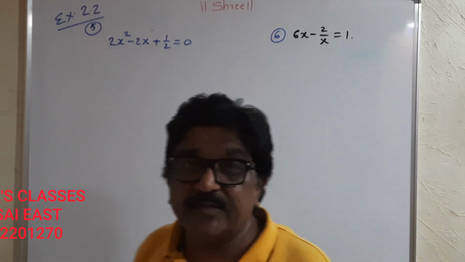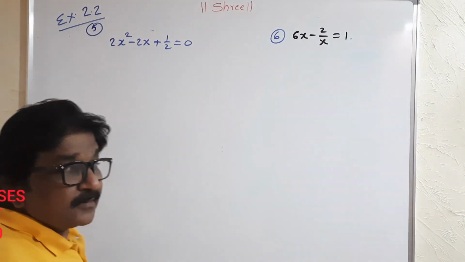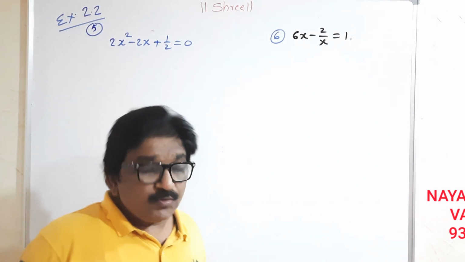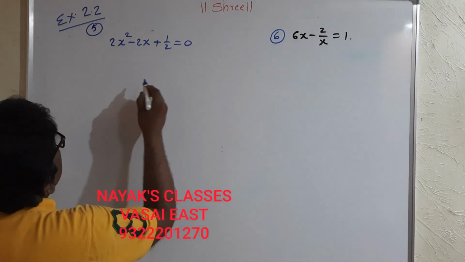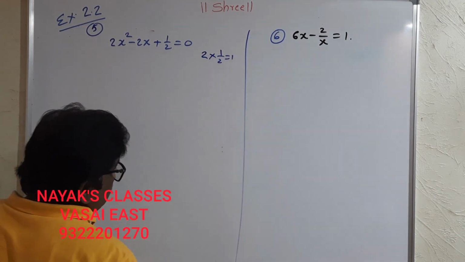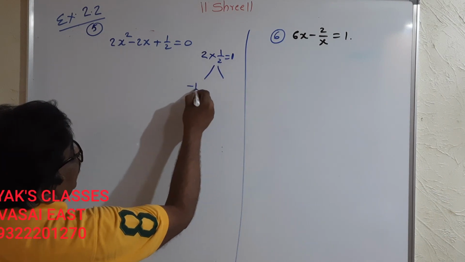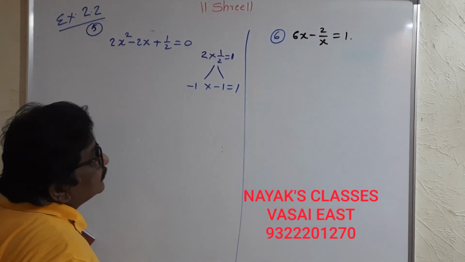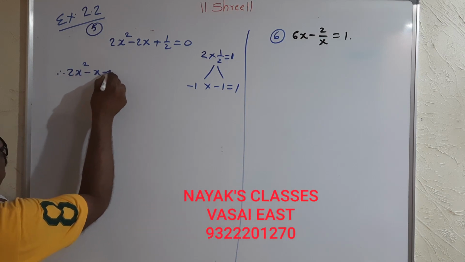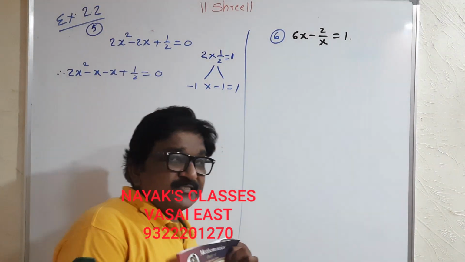So let us solve the fifth example of exercise 2.2. Check the first term. It has got a coefficient other than 1. So this must be first term into last term. So 2 into half is equal to 1, and the product of minus 1 into minus 1 is equal to 1. So this will be 2x square minus x plus half is equal to 0.